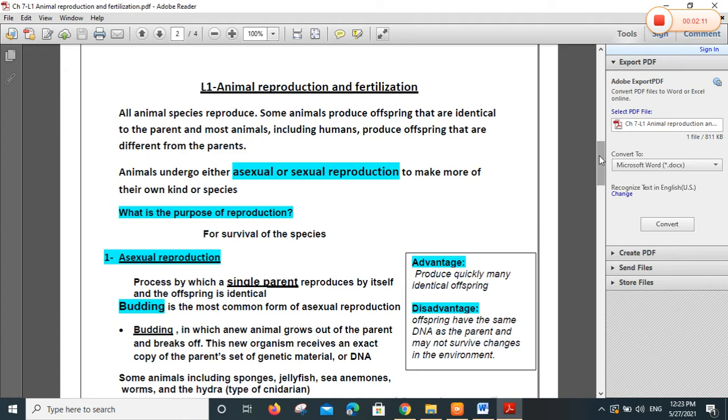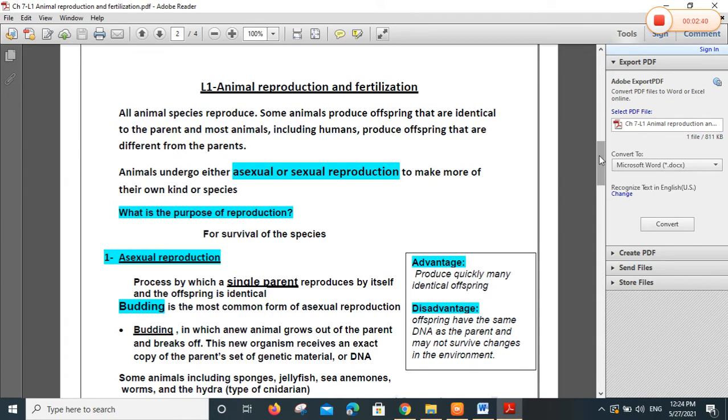The offspring produced by asexual reproduction is always identical to its parent. Why? Because the same genetic material copies itself and passes to the offspring. So the offspring becomes the same as the parent, identical to the parent. The most common way animals undergo asexual reproduction is budding. Budding is the most common form of asexual reproduction.